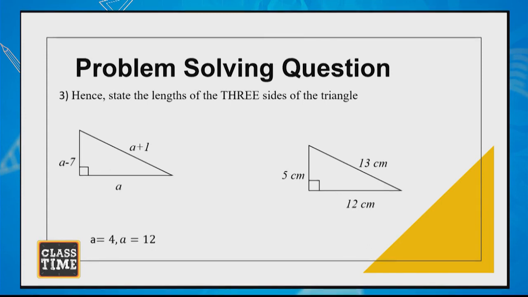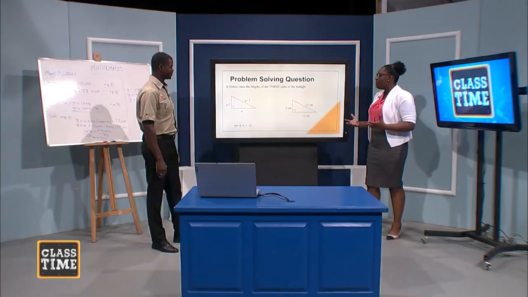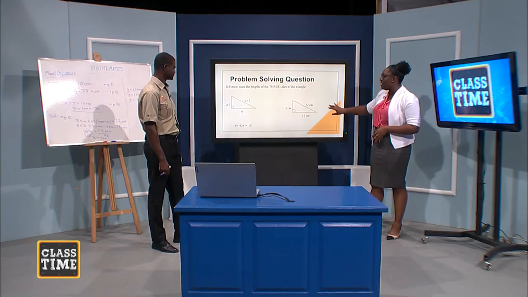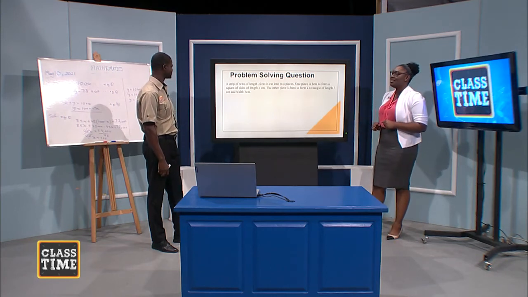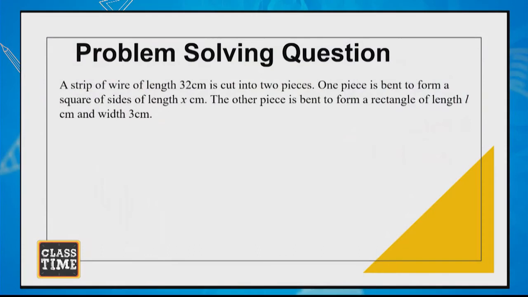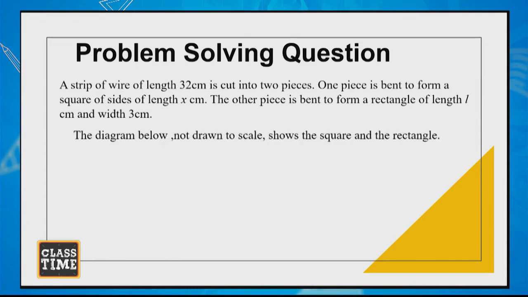All right. So, guys, we're going on and we're going on strong. We're writing down our final answer. All right, here's another question. A strip of wire of length 32 centimeters is cut into 2 pieces. One piece is bent to form a square of sides of length x centimeters. The other piece is bent to form a rectangle of length L centimeters and width 3 centimeters. The diagram below, not drawn to scale, shows the square and the rectangle.